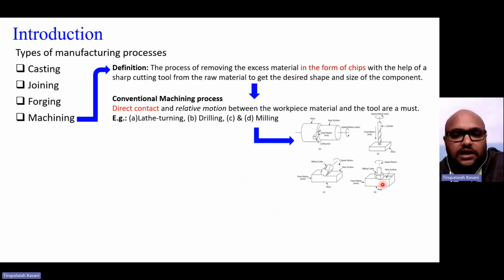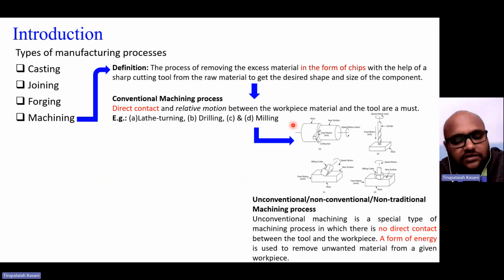Here in the conventional machining process, in all these four cases, direct contact of the workpiece and the tool is a must. That is the reason why we can call this a conventional machining process.